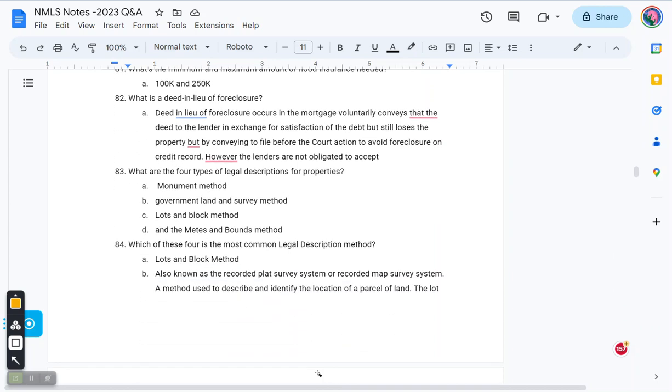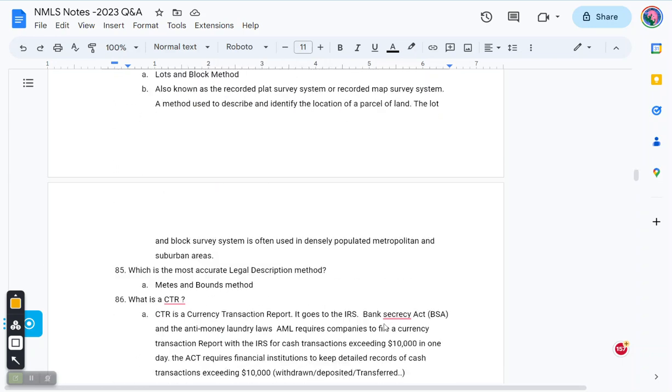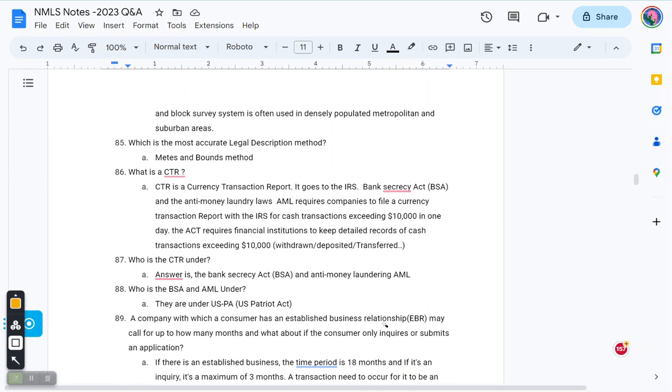Which of these 4 is the most common legal description method? It's the lot and block method, also known as the recorded plat survey system or recorded map survey system. It's a method used to describe and identify the location of a parcel of land. The lot and block survey system is often used in densely populated metropolitan and suburban areas.